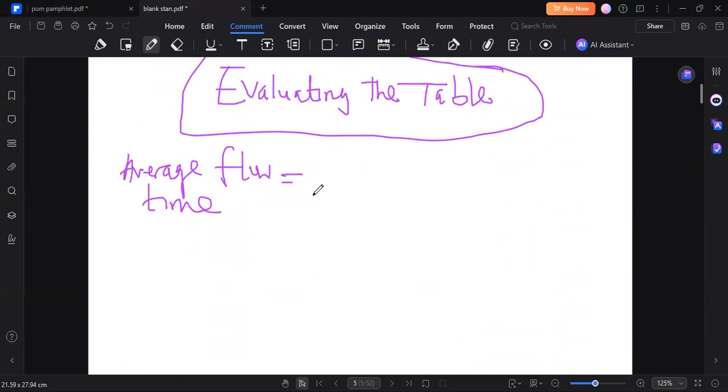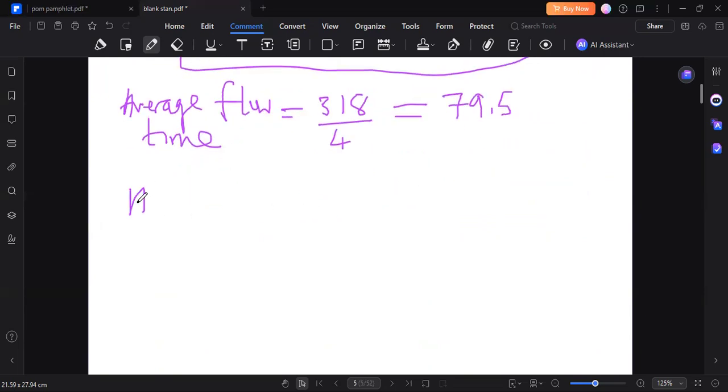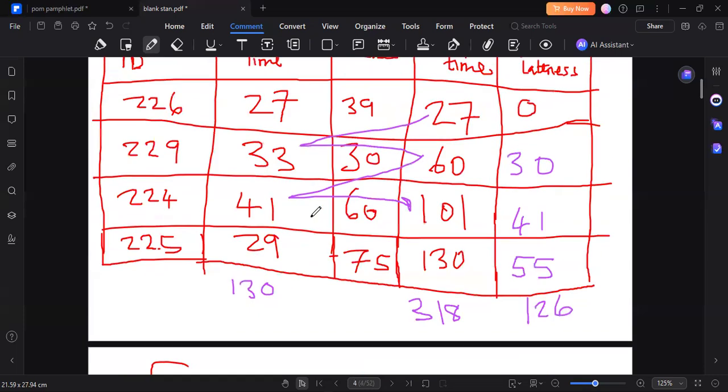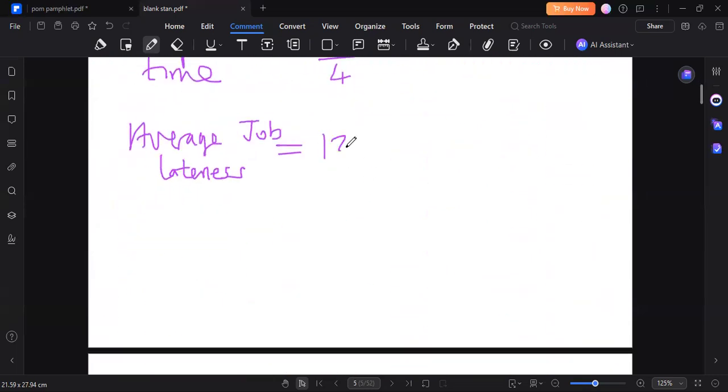So average flow time, 318 divided by 4, is 29.5. Average job lateness is 126 divided by 4. So 126 divided by 4 gives us what? 31.5.